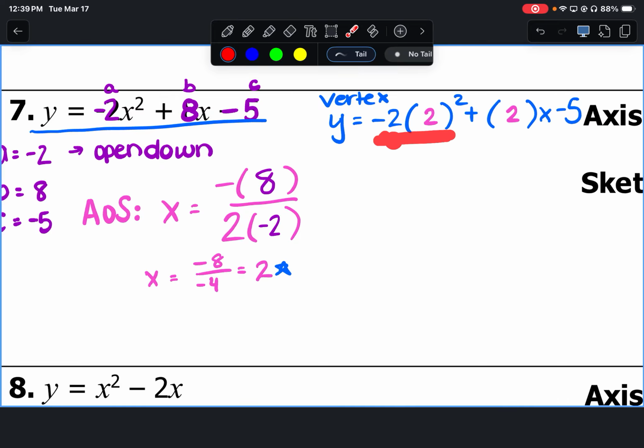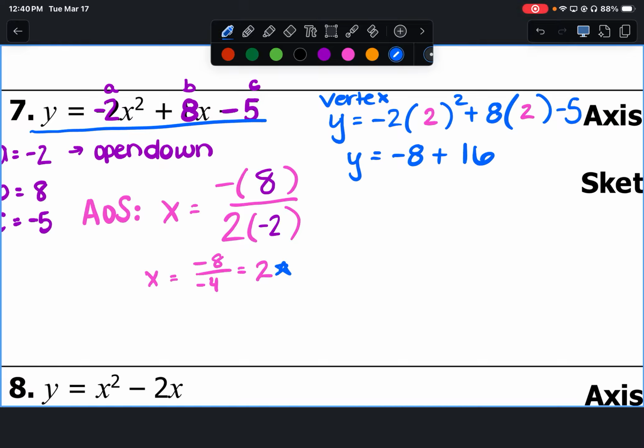Now, if I look at this part, do I square first or do I multiply first? Square first. So 2 squared is 4. 4 times negative 2 is negative 8. Plus, what did I do wrong on that second part? That's supposed to be 8 parentheses 2. What is 8 times 2? 16. And then we have minus 5. What is negative 8 plus 16? It's 8. What is 8 minus 5? 3. So our coordinate is the point 2, 3. So that is our vertex.